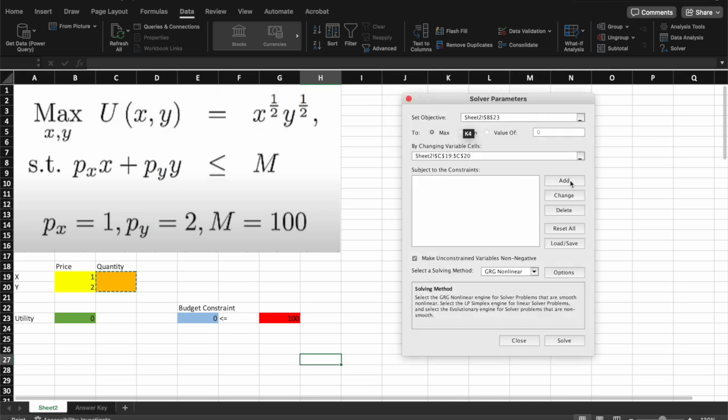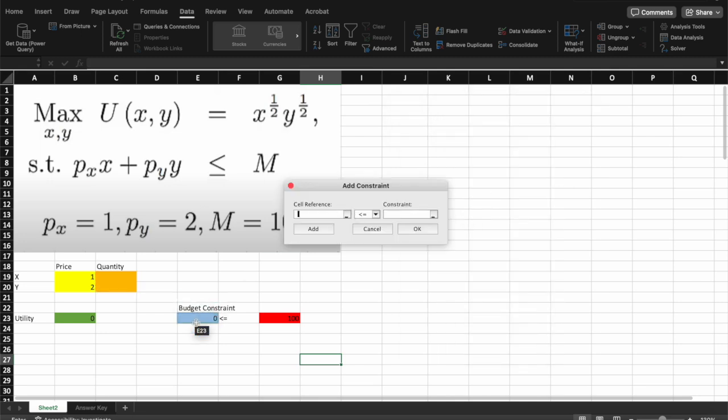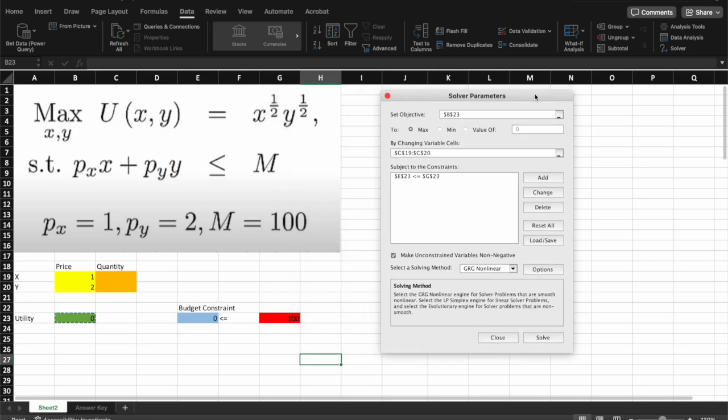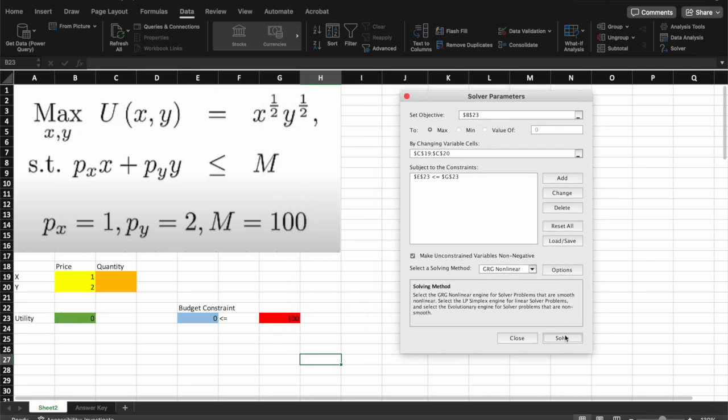Subject to the constraints. So now we add our French flag. So this is less than or equal to this, the red sign. Okay. And we want to have this checked, make unconstrained variables non-negative, meaning that we have to have positive integers for those orange cells, and we also want it to use the nonlinear model. We'll go ahead and click solve.